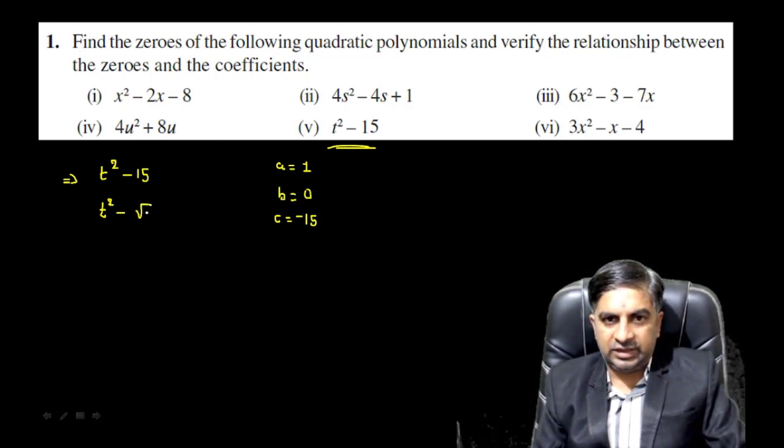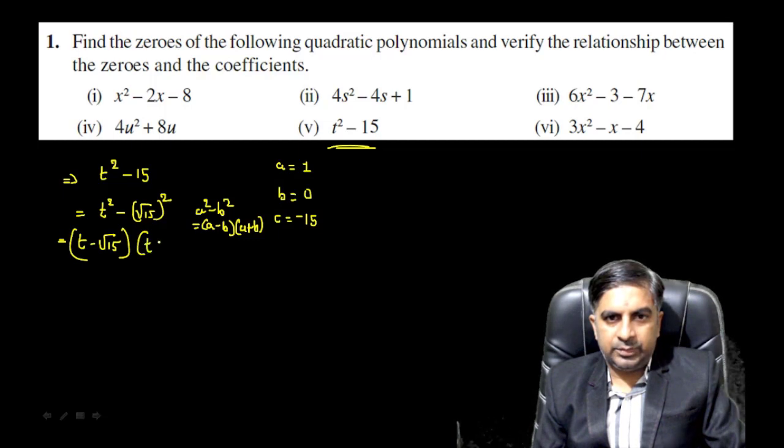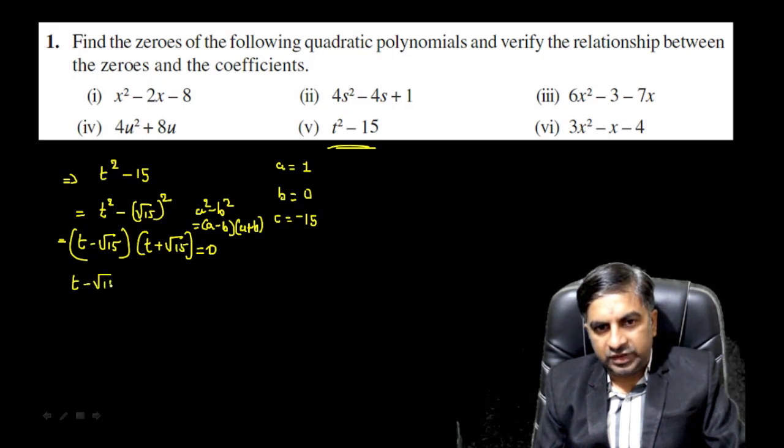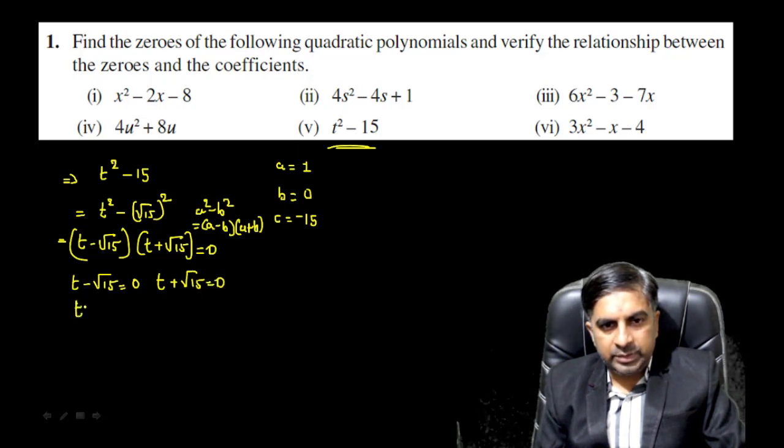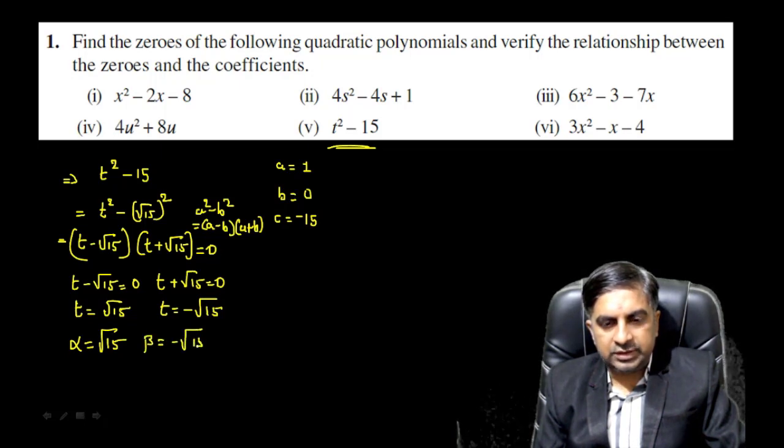So directly you can get the factors like this, root 15 square. This is your identity, a square minus b square will give you (a minus b)(a plus b). This is our basic identity, so we can use that directly here. (t minus root 15)(t plus root 15) equals 0. So t minus root 15 equals 0 and t plus root 15 equals 0. So t will be positive root 15 here, t will be negative root 15 here, and therefore alpha is positive root 15 and beta is negative root 15, guys.